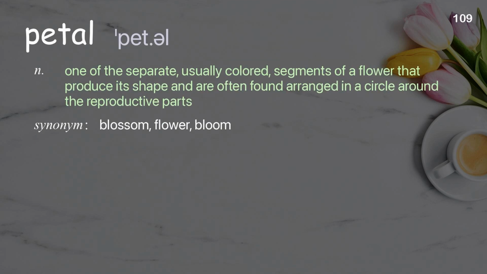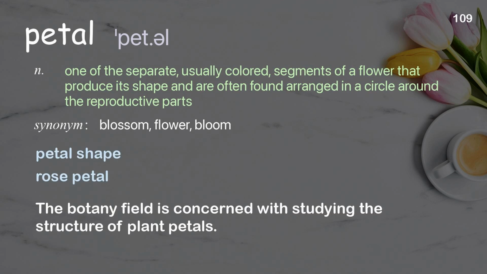Petal. One of the separate, usually colored, segments of a flower that produce its shape and are often found arranged in a circle around the reproductive parts. Examples: Petal shape. Rose petal. The botany field is concerned with studying the structure of plant petals.